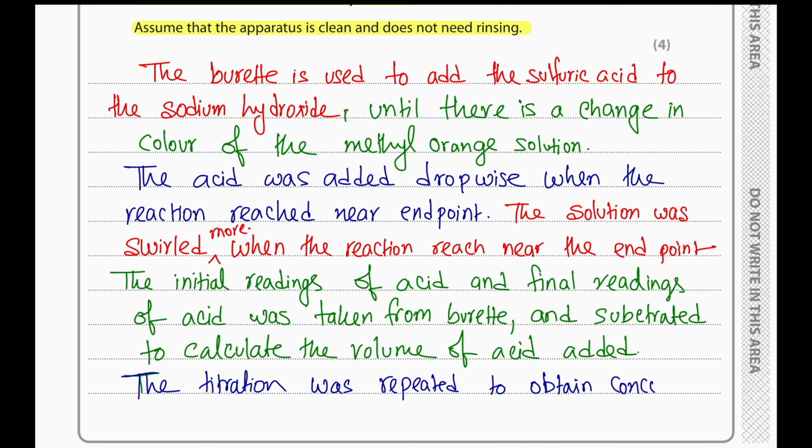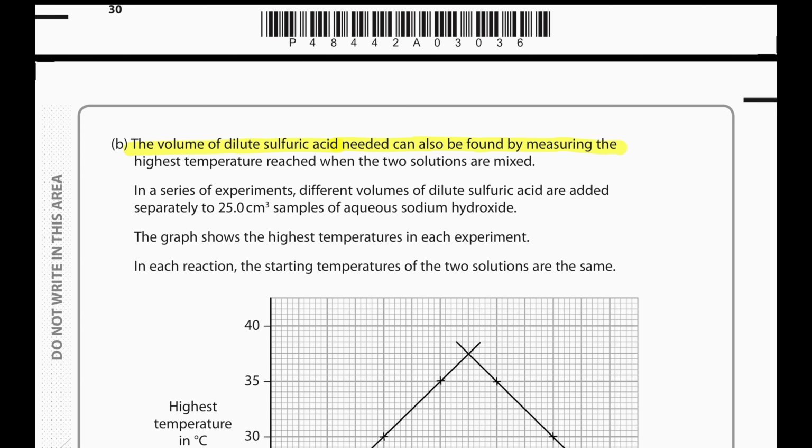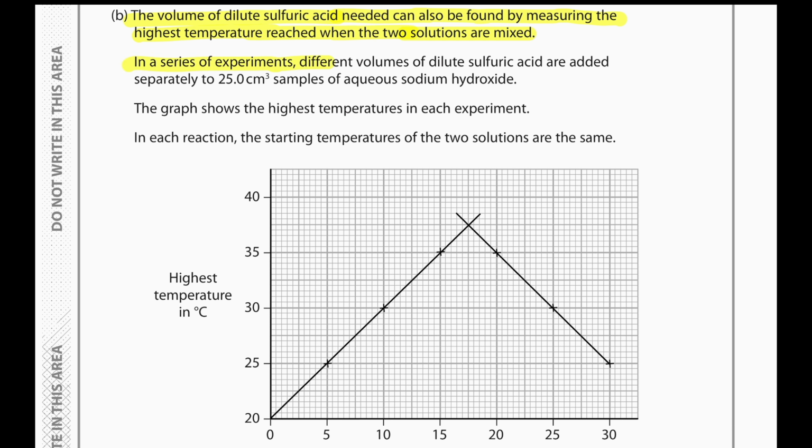The volume of dilute sulfuric acid needed can also be found by measuring the highest temperature reached when the two solutions are mixed. In a series of experiments, different volumes of dilute sulfuric acid are added separately to 25 cm³ samples of aqueous sodium hydroxide. The graph shows the highest temperature in each experiment. In each reaction, the starting temperature of the two solutions is the same.